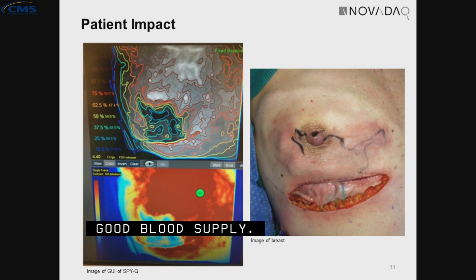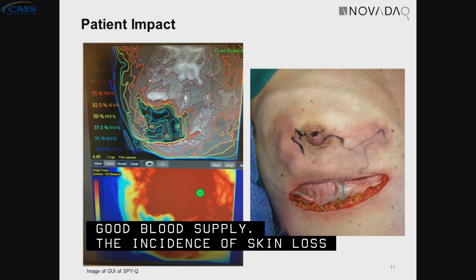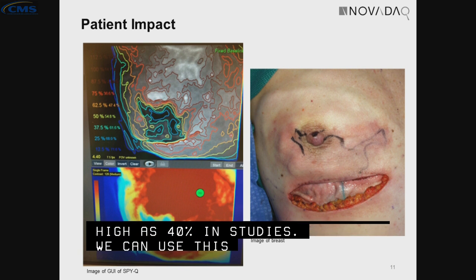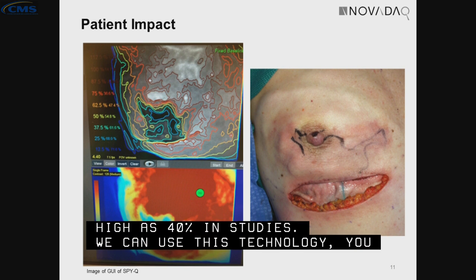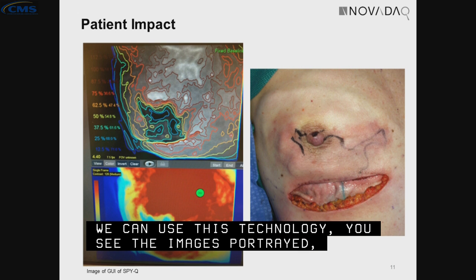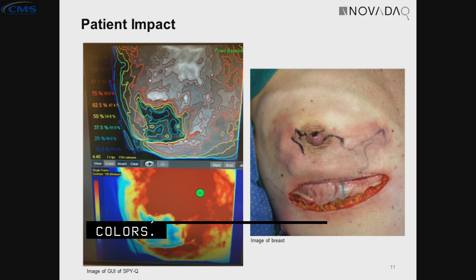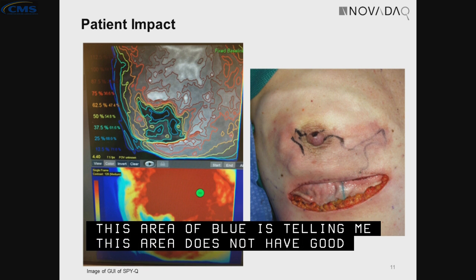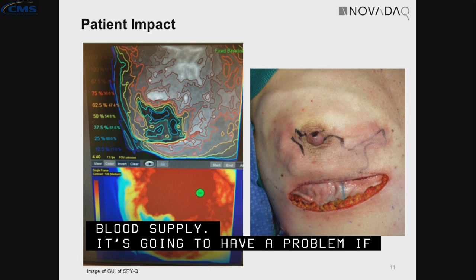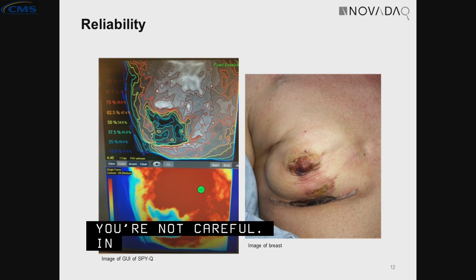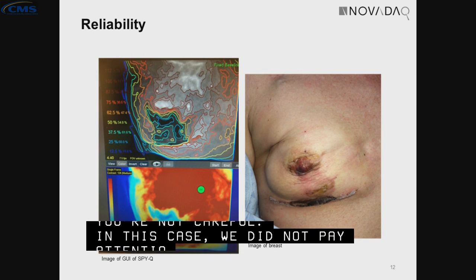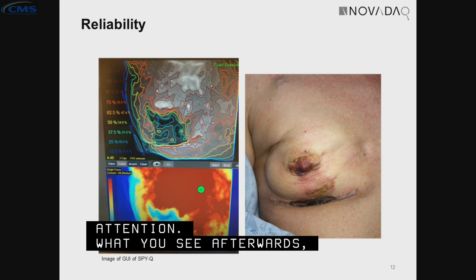We can use this technology, and you see the images portrayed here, and we can actually see good flow in the brighter colors, but poor flow in these blue colors. In fact, this blue area is telling me this is an area that doesn't have good blood supply. It's going to go on and have a problem if you're not careful. In this particular case, we didn't pay attention to this, and we said, well, the skin looks good, let's go ahead. And what you see afterwards post-op is exactly where the nipple was lost and exactly where the skin is lost is where SPY predicted it. And so this predictive value is incredible.